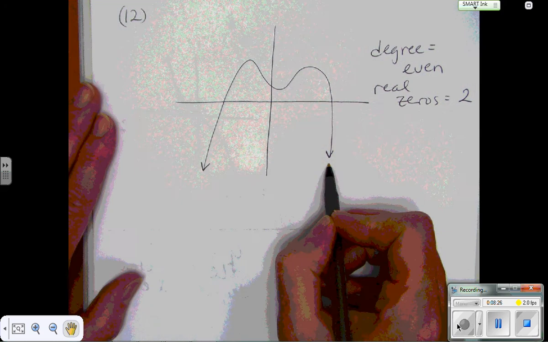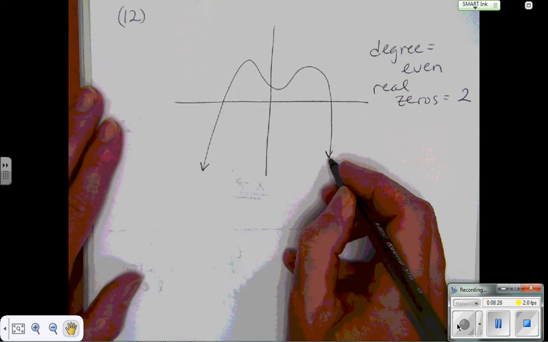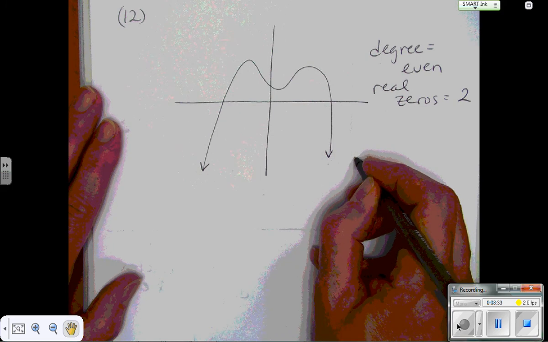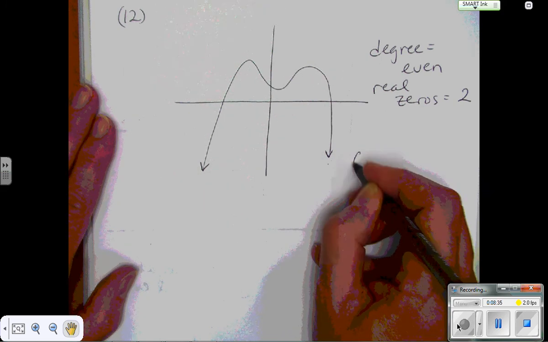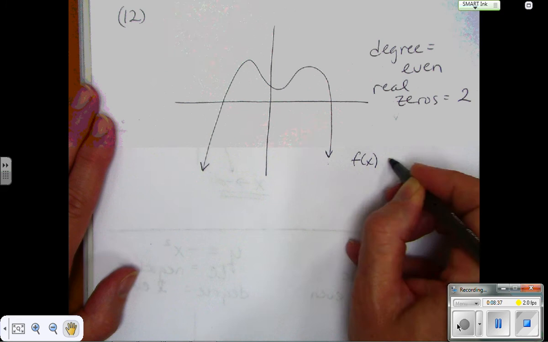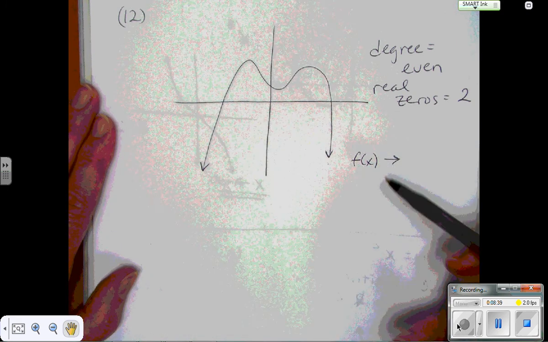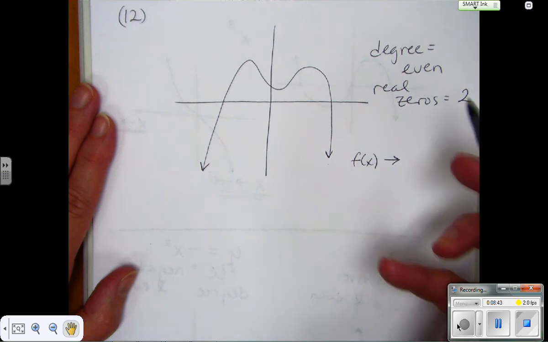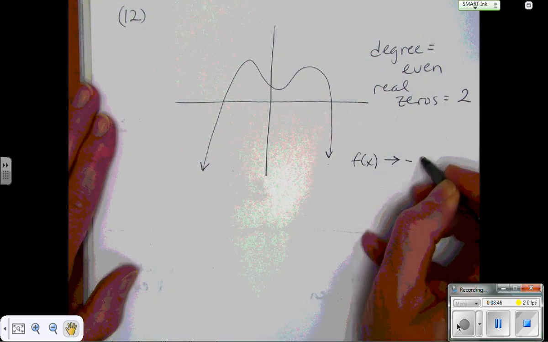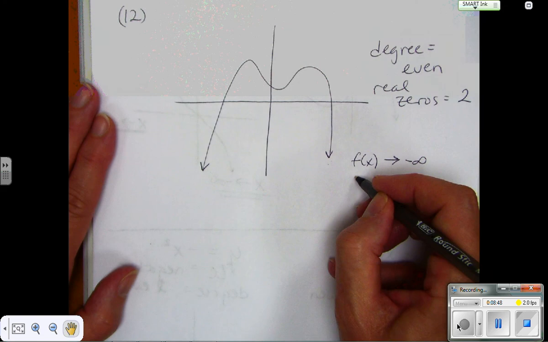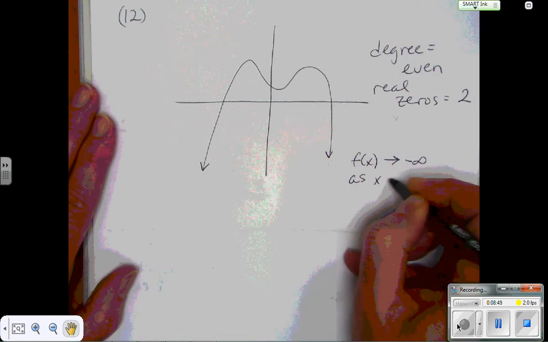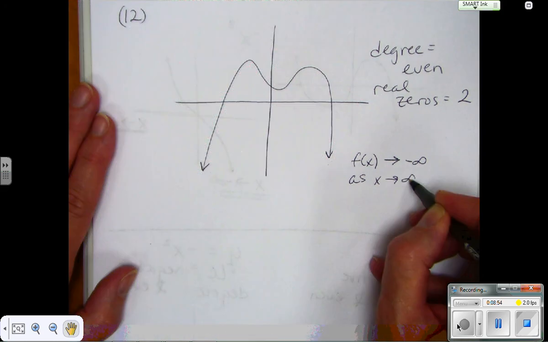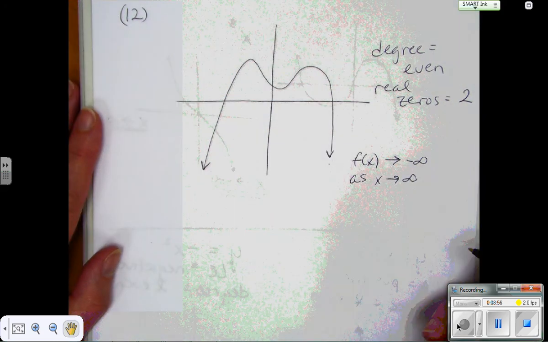And then describe the end behavior. So let's start with the right side. The way you describe this is we talk about f of x and x. So f of x, the arrow means approaching. Now f of x is your y, and in this case y is going down. So f of x is approaching negative infinity since it's going down. As x approaches on the right side, x is always approaching positive infinity.